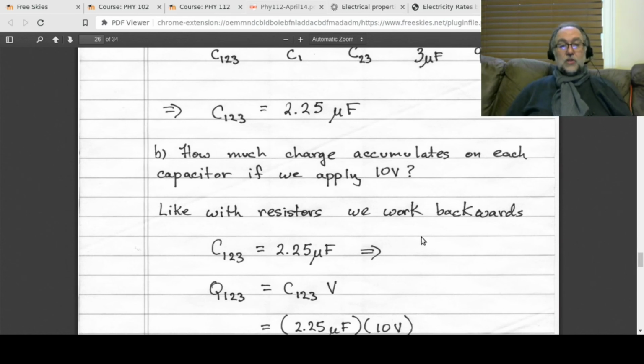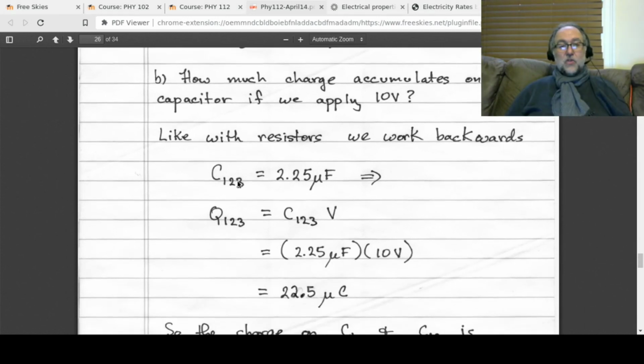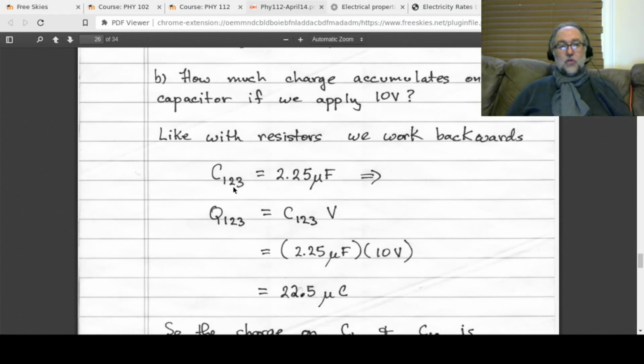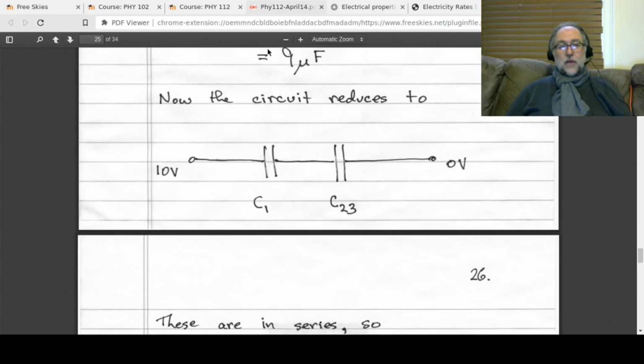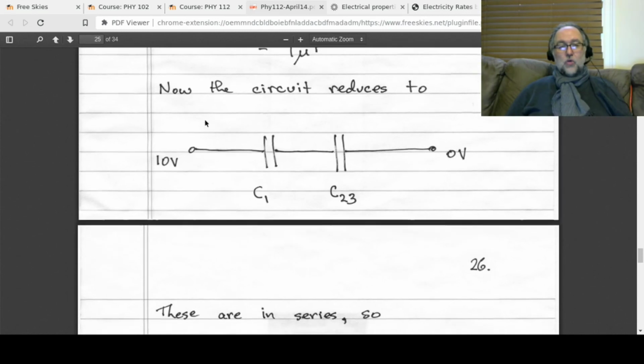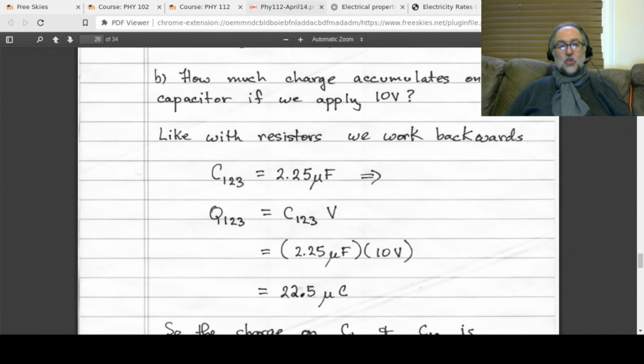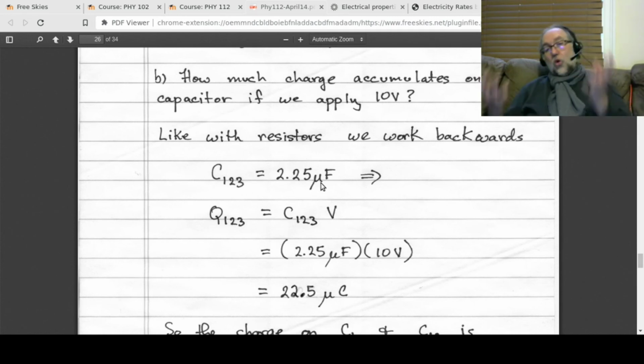All right, let's do it. Just like with resistors, we work backwards. The first question is, if you look at this combined circuit, what we don't know so far is the total charge accumulated. We know the effective capacitance of the entire circuit and the effective voltage across it, but we don't know the charge accumulated by the entire circuit. Basically Q is equal to CV, which is the definition of capacitance.